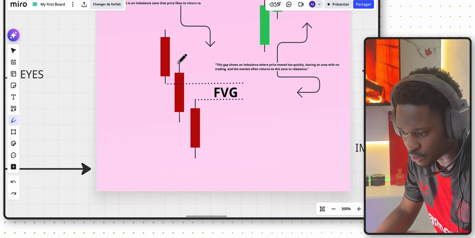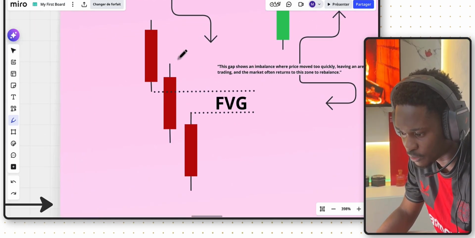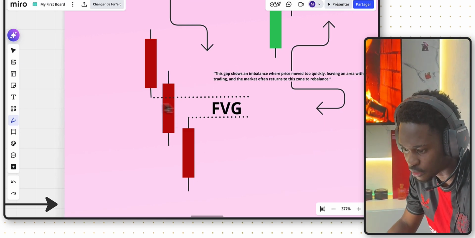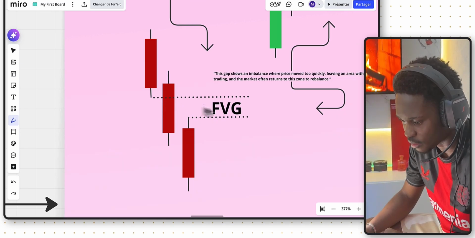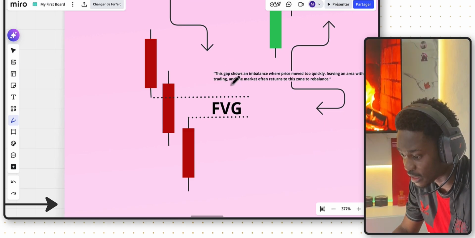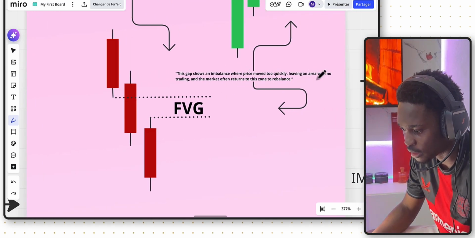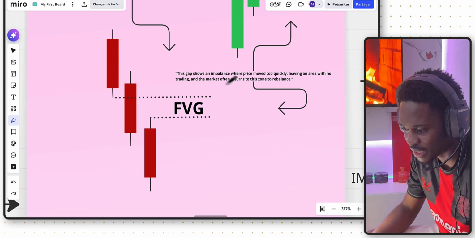Okay, let me show you this bearish example. What did we see? We have bearish candles, right, and a little space right here. That's what we call FVG. This gap shows an imbalance where price moves too quickly, leaving an area with no trading, and the market often returns to this zone to rebalance.